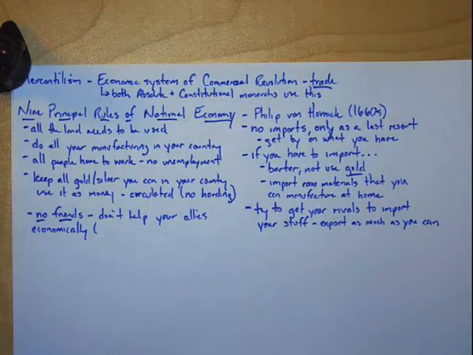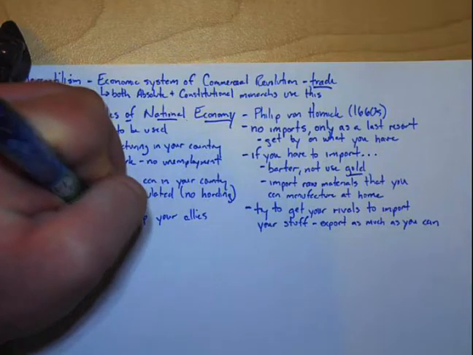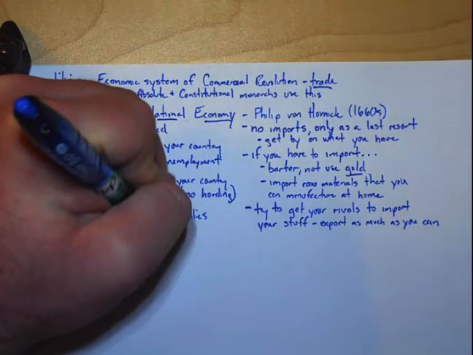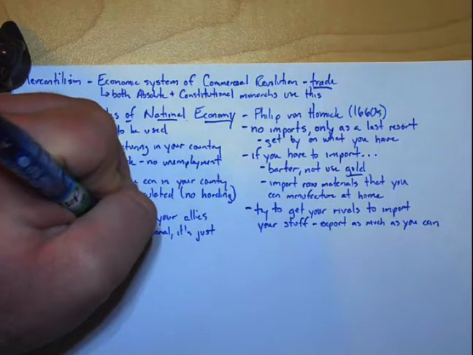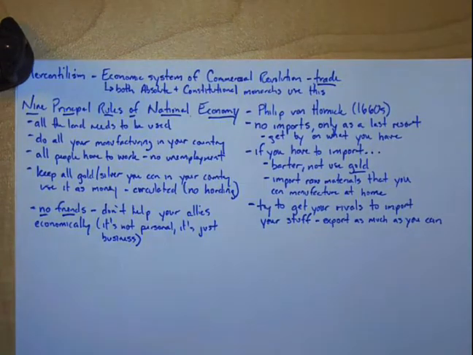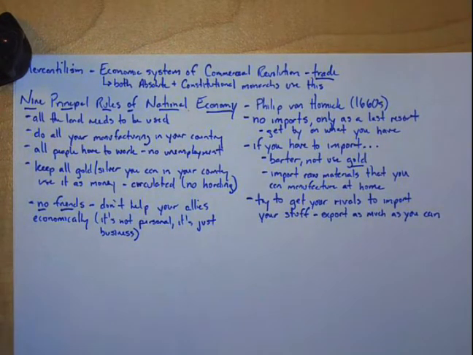Or another way you could think about it is, it's not personal, it's just business. So those are the rules of mercantilism. Try to do everything you can do with what you have at home. Everybody has to work. Do as much stuff with what you have. Import only as a last resort, and try to export as much as you can. That's pretty much how mercantilism works.